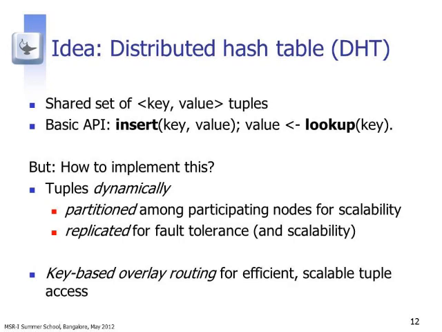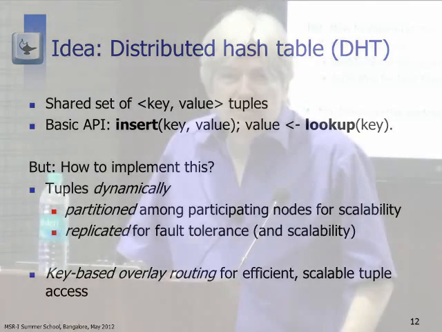So this has led to the idea of a so-called distributed hash table. A distributed hash table has the same semantics as a conventional hash table. You can think of it as a shared set of tuples consisting of a key and a value. And the basic API that you typically use is also the one that you expect from a hash table. You have an insert operation with the key and the value, and there's a lookup operation which takes a key and returns you the current value associated with that key. So you see the connection.